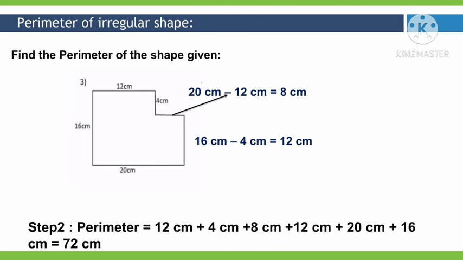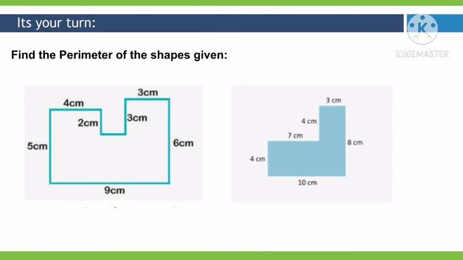I hope it's clear, children. Now it's your turn to find the perimeter of the given shape. Yes, come on children, do it and find the correct perimeter of the two irregular shapes given here.